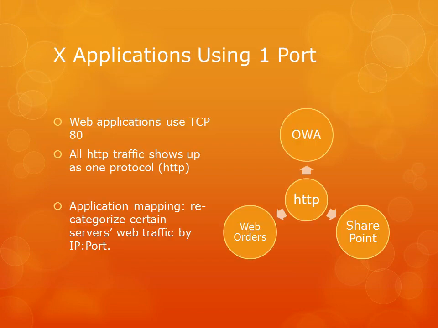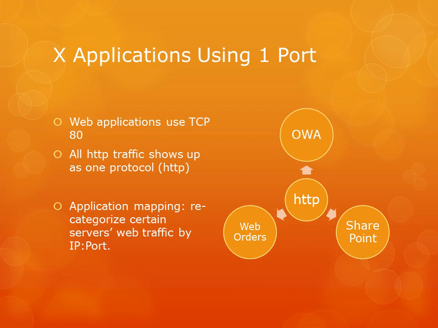Web applications are a good example of multiple applications using the same port. Outlook Web Access, SharePoint, a web order application, they all use port 80, but they're not part of a single application. They shouldn't show up grouped together as one single protocol. If they all show up grouped under HTTP, then the only way to tell the difference between these applications is to actually drill into the protocol and look at the hosts or conversations and determine which server is involved. Application mapping rules take the web applications and split them out into individual buckets.